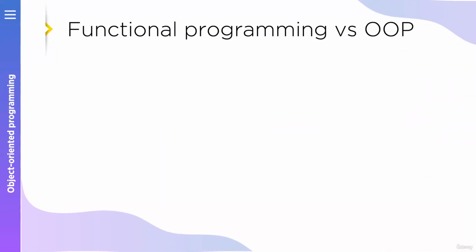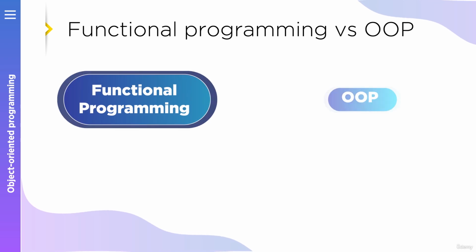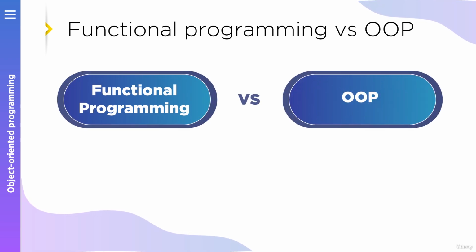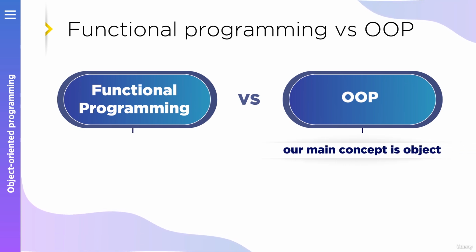Probably you are interested in what other approaches for software development exist. One of the most popular programming paradigms is functional programming. If in object-oriented programming our main concept is the object, in functional programming our main concept is the function.